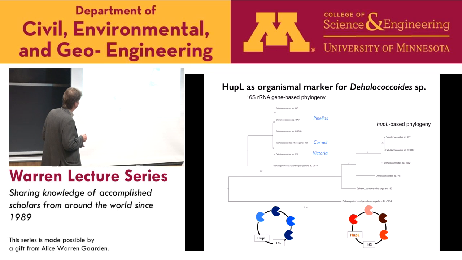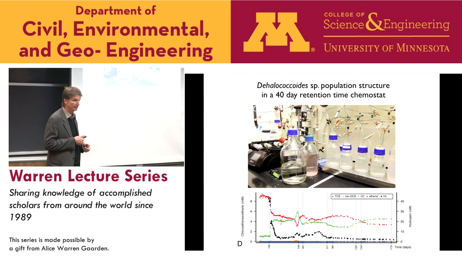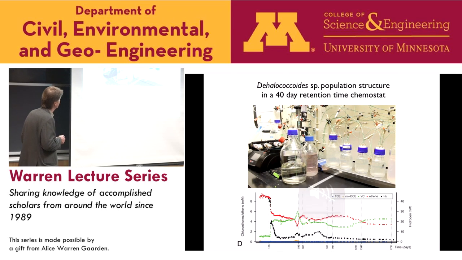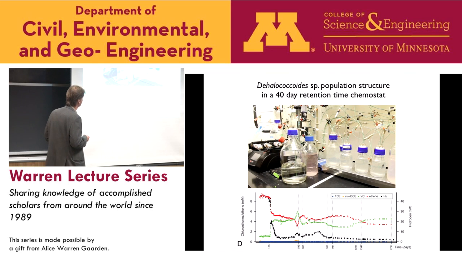So with that, we can then study population dynamics. And this is a setup that we developed in the lab. It's a chemostat setting, where you grow an anaerobic chemostat with a retention time of 40 days. So the organisms double once in 40 days. So we can study really the physiology of slow-growing organisms.